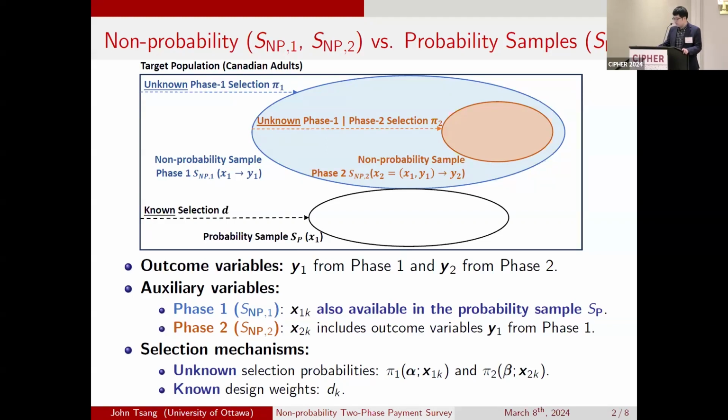When we estimate weights for phase 1, auxiliary variables x1k are available. The same set of auxiliary variables must be available in the probability sample as well. When we estimate weights for phase 2, auxiliary variables x2k include those from phase 1, x1k, and outcome variables y1k from phase 1. The sample selection mechanisms for the non-probability sample, pi1 and pi2, are not known for both phases. However, the design weights for the probability sample, d, are known.